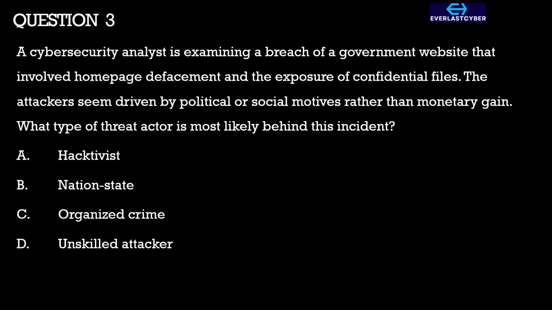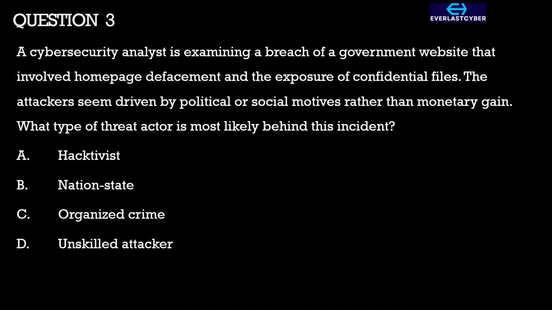Let's break down the key elements from the question. So first of all, the home page was defaced. Secondly, confidential documents were leaked. And thirdly, the attackers are motivated by political or social causes, not financial gain. These characteristics are strongly associated with hacktivists. Now, who are hacktivists? Hacktivists are individuals or groups who carry out cyber attacks to promote political, social, or ideological messages. The website defacements and leaked documents here are to raise awareness or protest, and this is a typical tactic for hacktivists. Let's look at the other options.